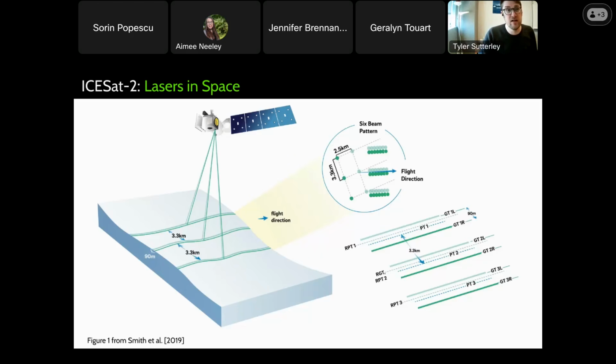This setup was created to both collect as much data as possible, with the 3 beam pairs separated by 3 kilometers each, but also to be able to instantaneously measure across-track slopes so that you could measure very steep surfaces, but also measure a breadth of areas by having the pairs.